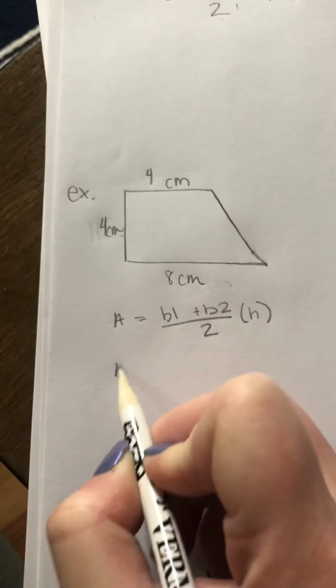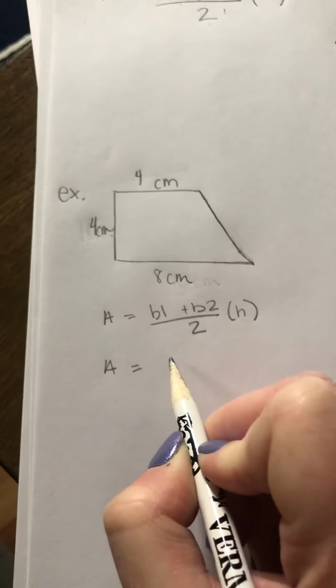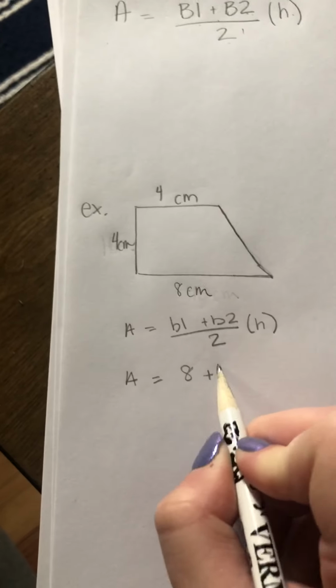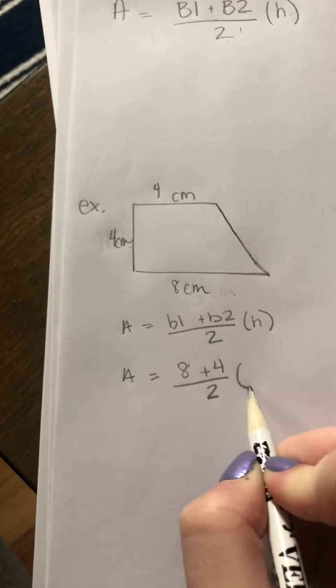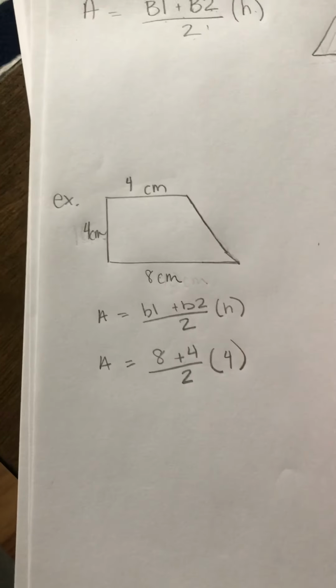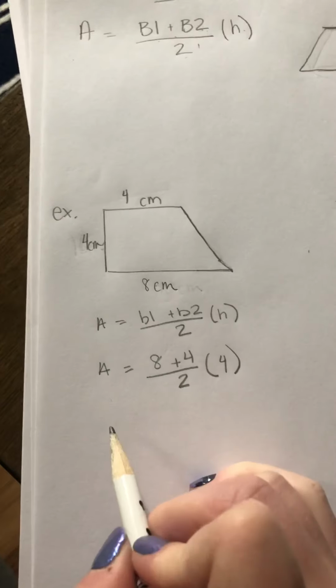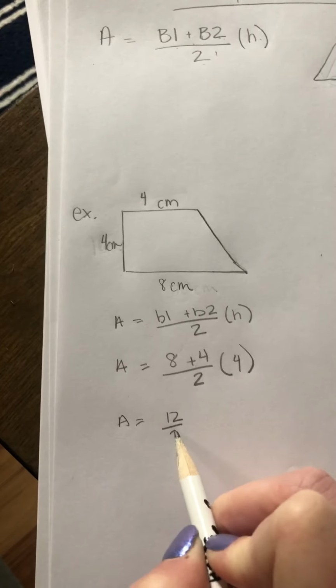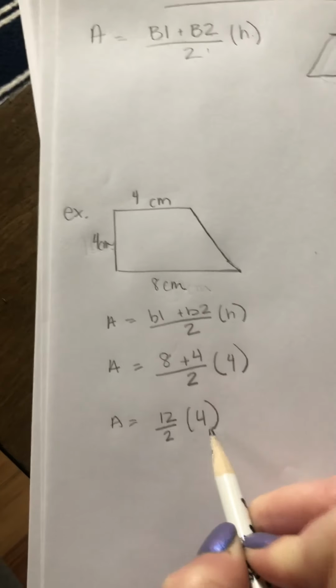All right, so I'm going to plug it in. Base 1, we're going to say is 8. Base 2 is 4. Divide that by 2. And my height, just going straight up and down, is 4. So now I can add 8 plus 4 is 12, divided by 2 times 4.